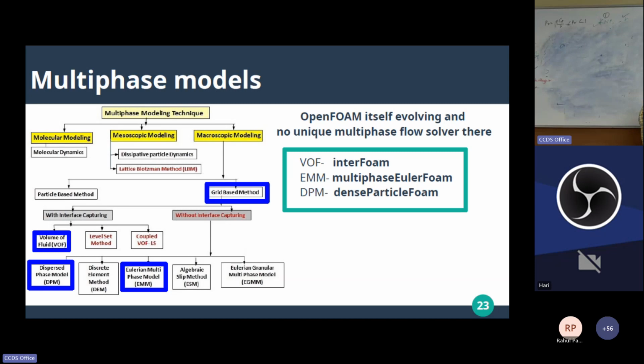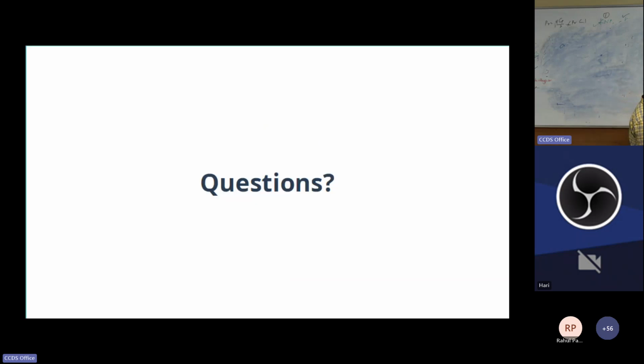So mainly interFOAM is one kind of solver, belonging to the VOF technique, the volume of fluid method. multiphaseEulerFoam belongs to this Eulerian multi-phase modeling. One of these is the dense particle Foam, as by now you know, whenever there is a Foam name, it indicates a solver. When you open your control dictionary, there will always be an application entry where the solver name is given, and that's what we are looking for. And that belongs to this discrete particle modeling, discrete elements also.